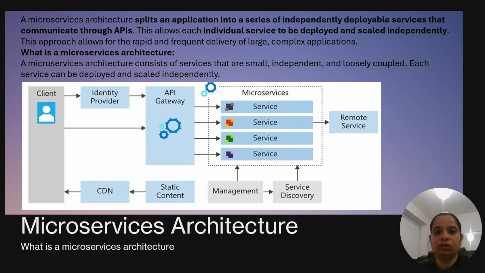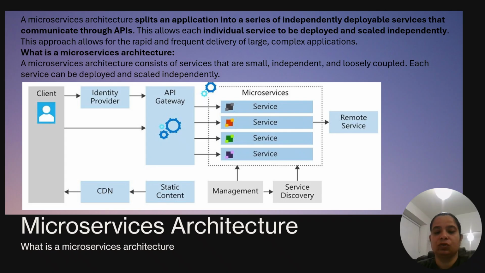So let me walk you through the microservices architecture. Microservices architecture allows each individual service to be deployed and scaled independently. Each service is independently deployed in the application, and it can be called with the help of APIs, and it's deployable and scaled independently.